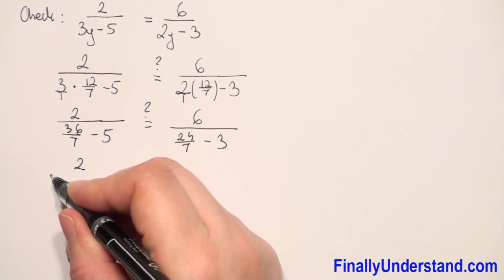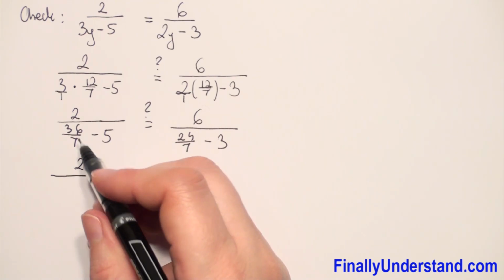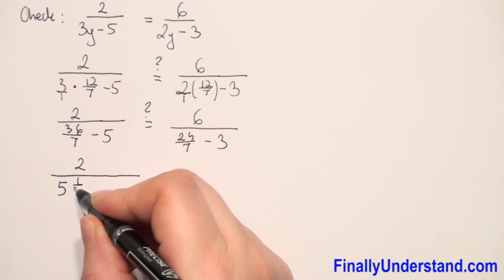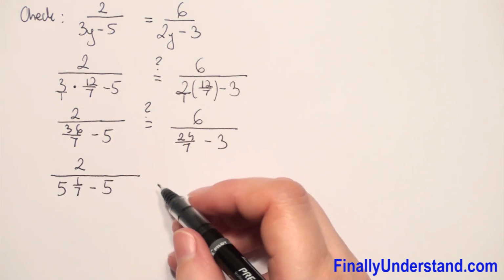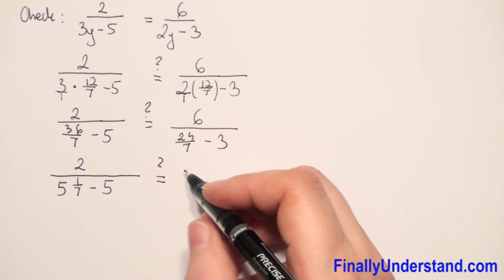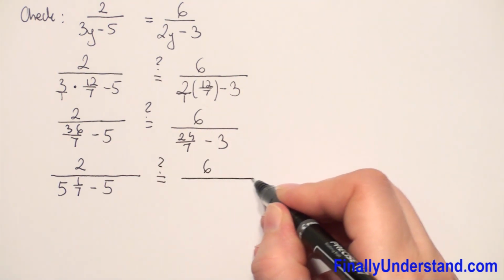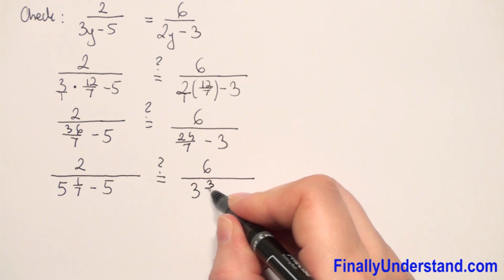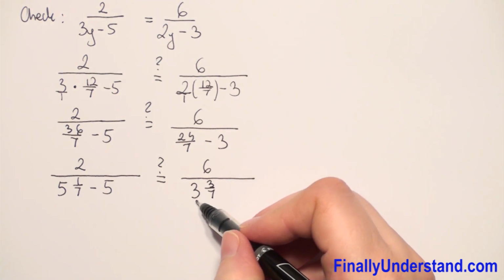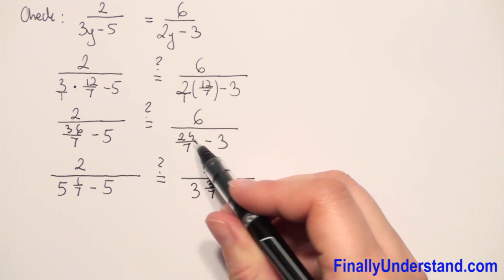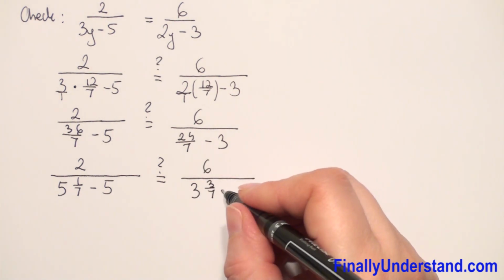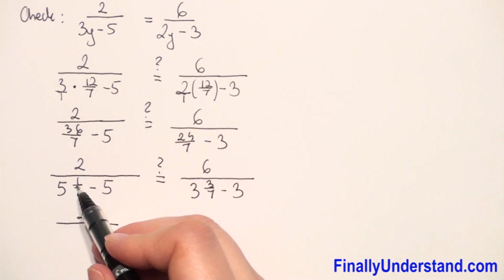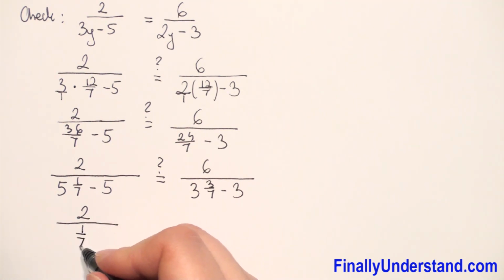So we have 2 over 36 divided by 7. This is equal to 5 and 1 over 7, minus 5. This should be equal, like I said, numerator we have to copy, and 24 divided by 7 is 3 and 3 over 7. Let's check. 7 times 3 is 21, plus 3 is 24, so we have 24 over 7, the same. Now we have mixed number minus 3, and numerator we have to copy, 5 and 1 over 7 minus 5, so it will be 1 over 7.